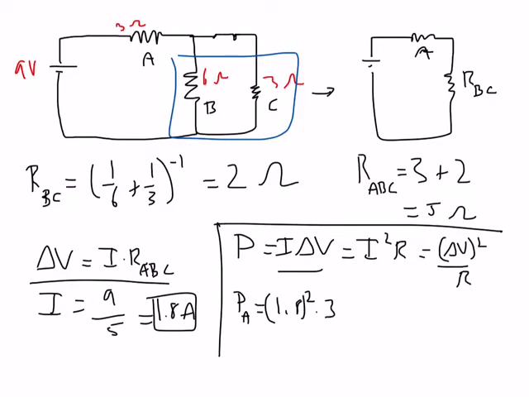Right? I squared R. And we plug those in, we get 9.7 watts. So that's one number we have. That's the power dissipated in bulb A. That's the thing you're going to need to compare to figure out what's the brightest. So for the others, we have to do a little bit more work with Kirchhoff's laws.